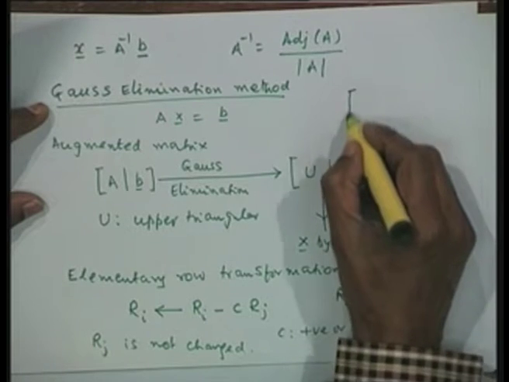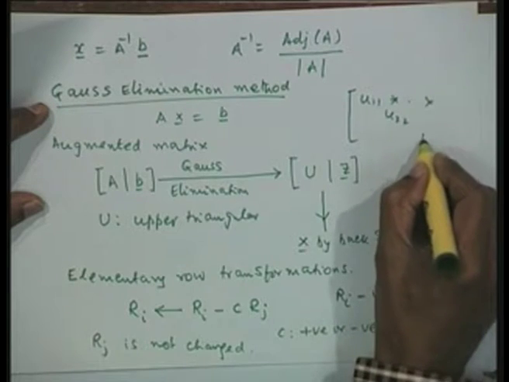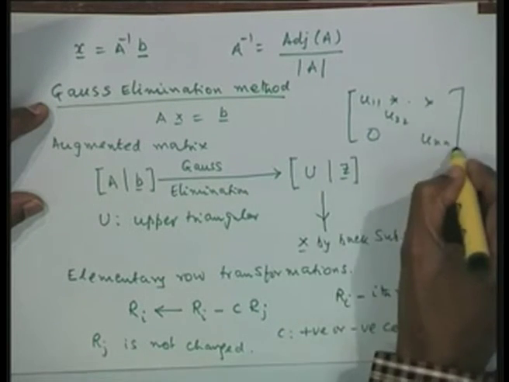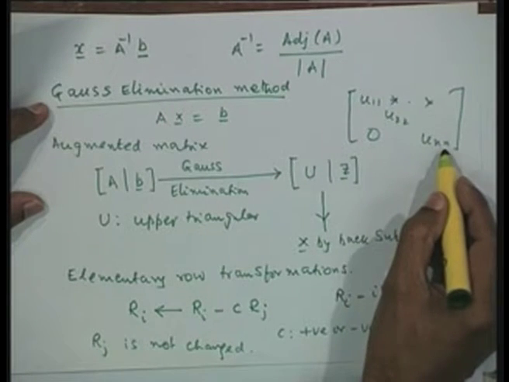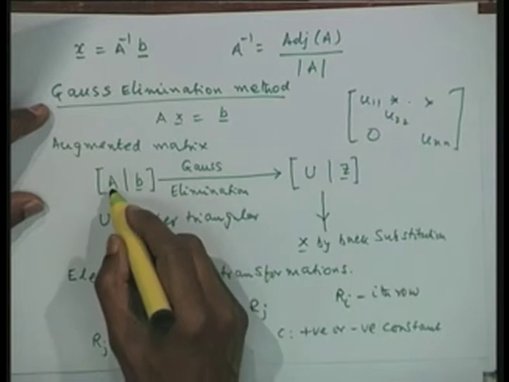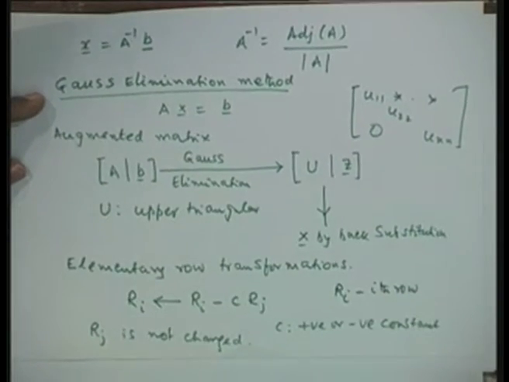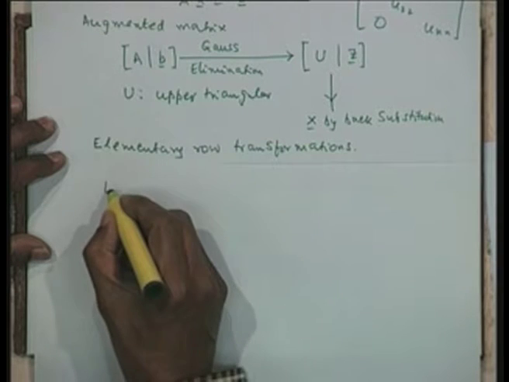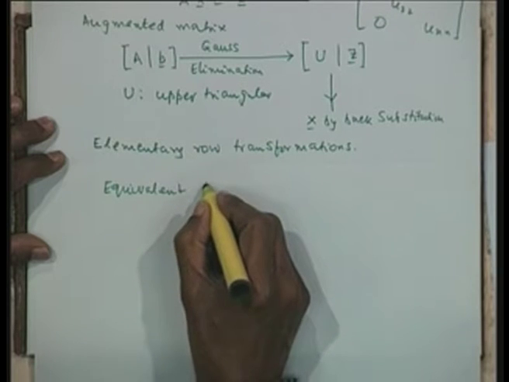Since U is upper triangular, it will be of the form U11, U22, up to UNN on the diagonal, and these are all zeros. So, if I find the determinant of this, it is simply U11, U22, UNN. Therefore, the property of A will be retained here, that the determinant of A will be simply equal to U11, U22, UNN. That is what we mean by saying that all the properties of A B are carried over to this equivalent system. These are equivalent systems.